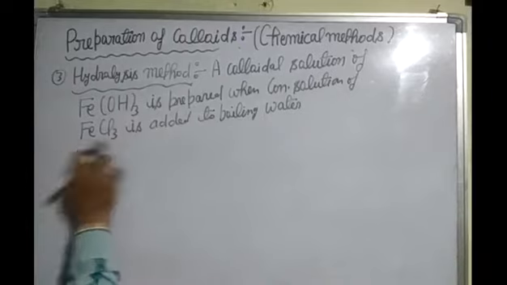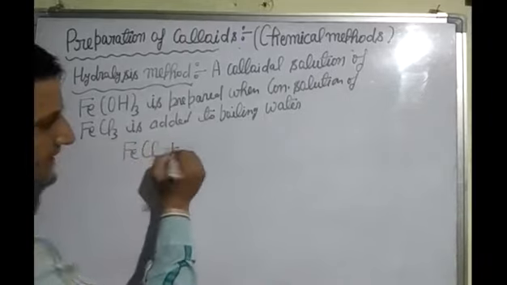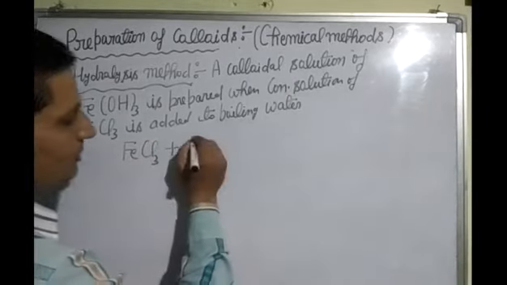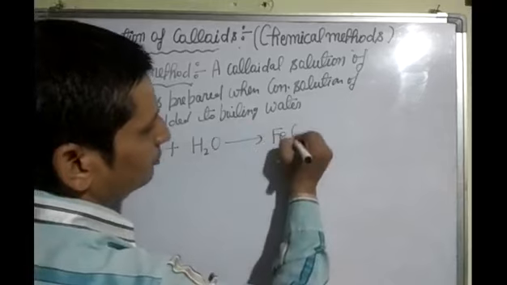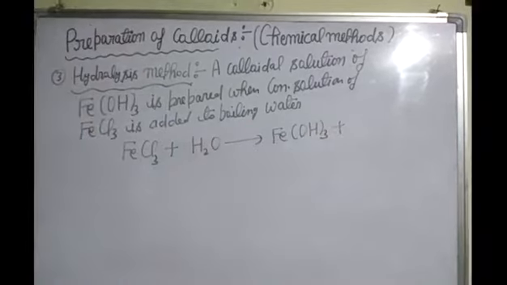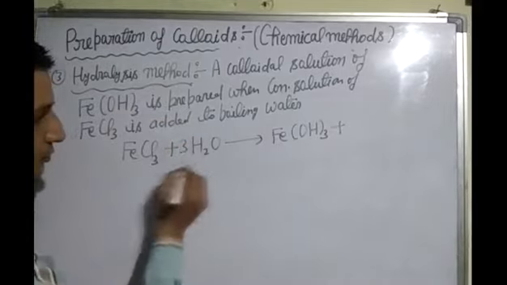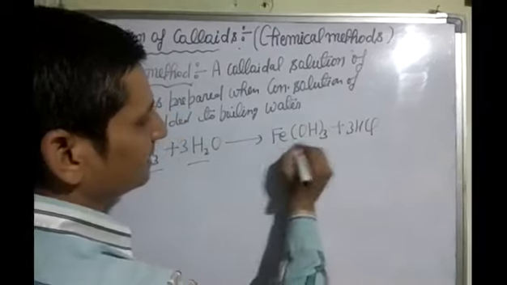So ferric chloride, FeCl3, added means plus, boiling water, the formula of water is H2O. We get ferric hydroxide, Fe(OH)3. So we have to take here 3H2O. 3H and 3Cl combined, we get 3HCl. This is ferric hydroxide solution.